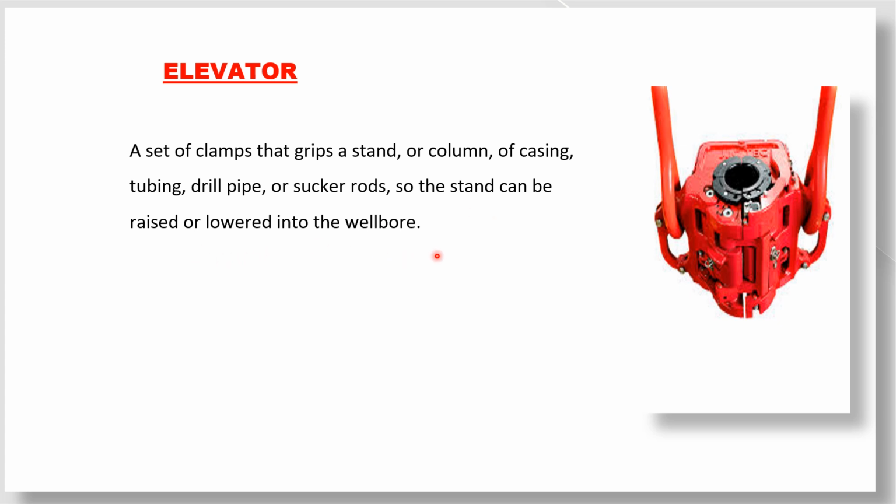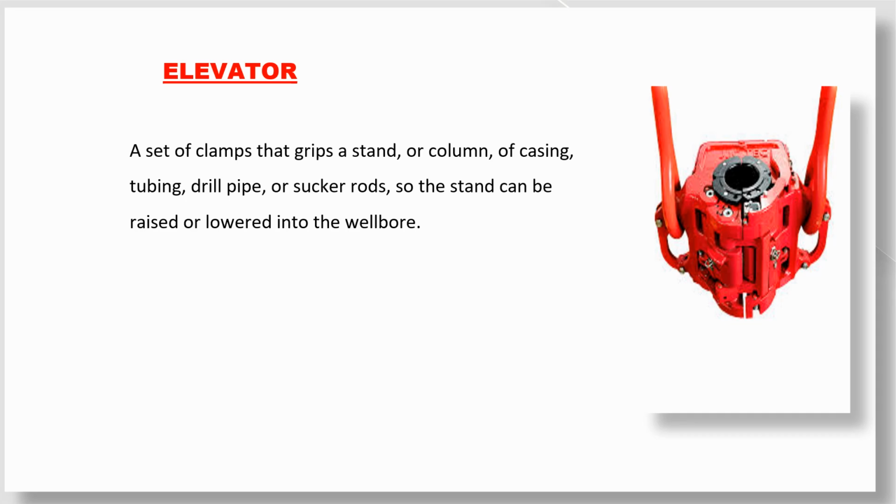So inside the inside diameter there are teeth, like clamps, a set of clamps which holds the string, and that string can be of the casing or of the drill pipe. It even holds the sucker rods and tubing also. So its function is to hold the string of the drill pipe or the casing when the string is lowered and raised into the wellbore.